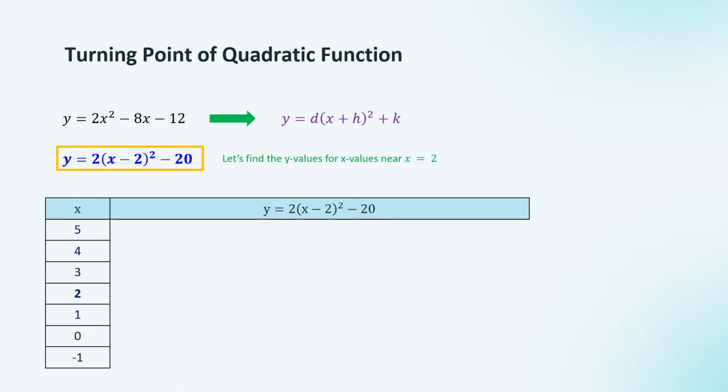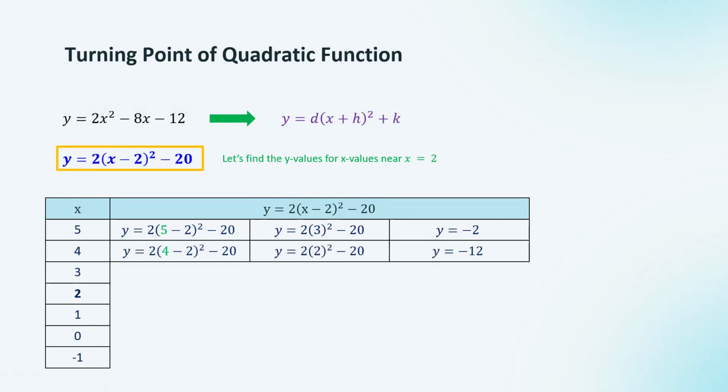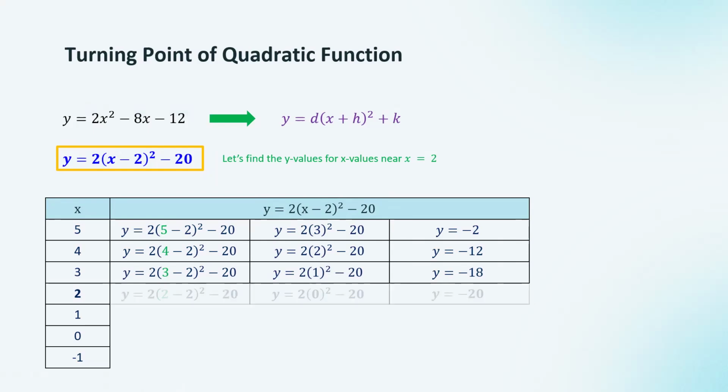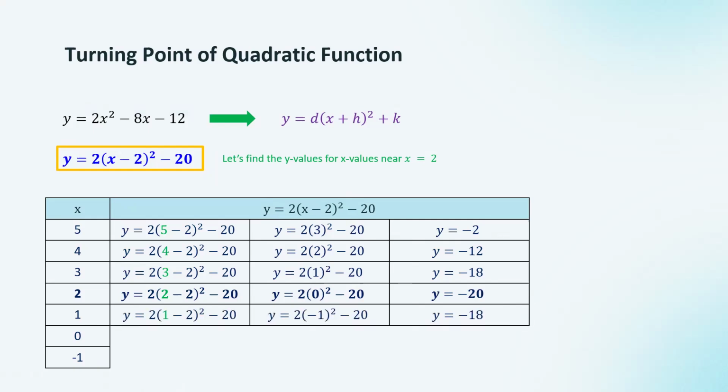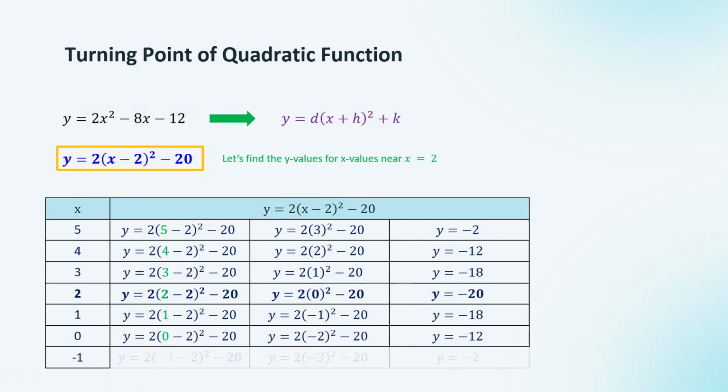And now, let's focus on when x is equal to 5. If I input x equals 5, I will get y equals negative 2. If I continue this, say x is equal to 4, I will get y equals minus 12. If x is equal to 3, it will be minus 18. If x equals 2, it will be minus 20. Now, here's where things get more interesting. If x is equal to 1, it's going to be minus 18. If x is 0, it's going to be minus 12. If x is minus 1, it's going to be minus 2.